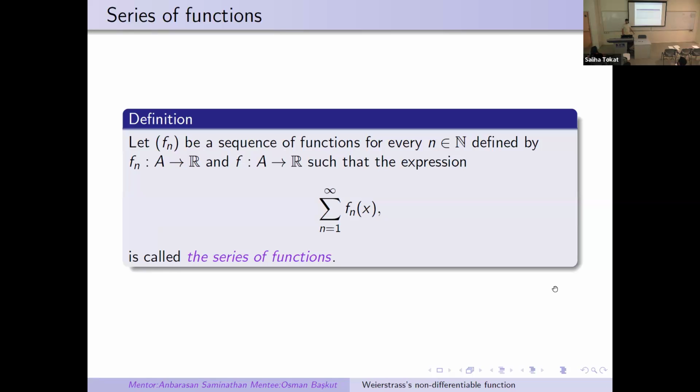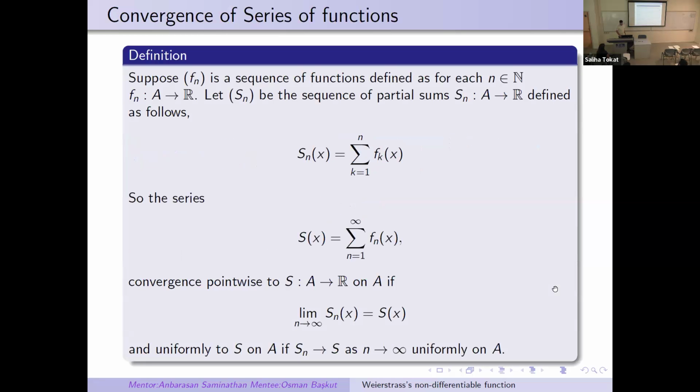Here is the definition of a series of functions. We define it as the sum of the terms of a sequence of functions. If we have this series, then we call it a series of functions. Let us define the convergence of a series of functions. First we define the sequence of partial sums of the series of functions. If we want this partial sum to converge pointwise to S, we need this limit to hold. And if we want it to converge uniformly to S, we need the same epsilon definition again. But here I'll just give it like that.